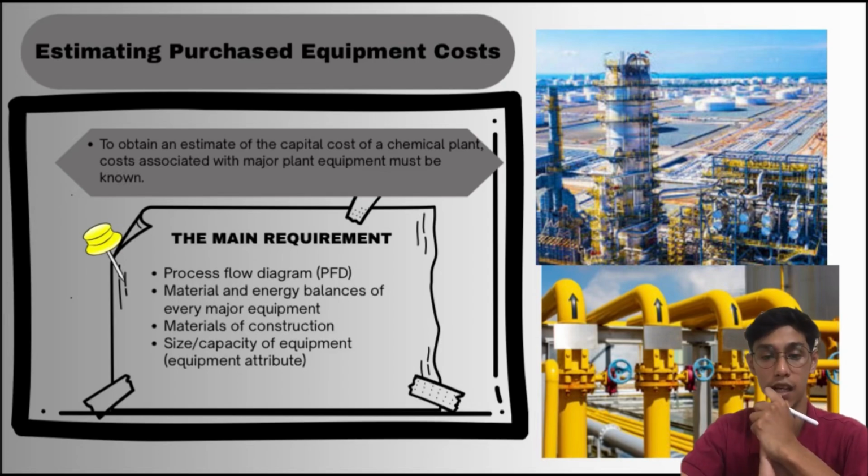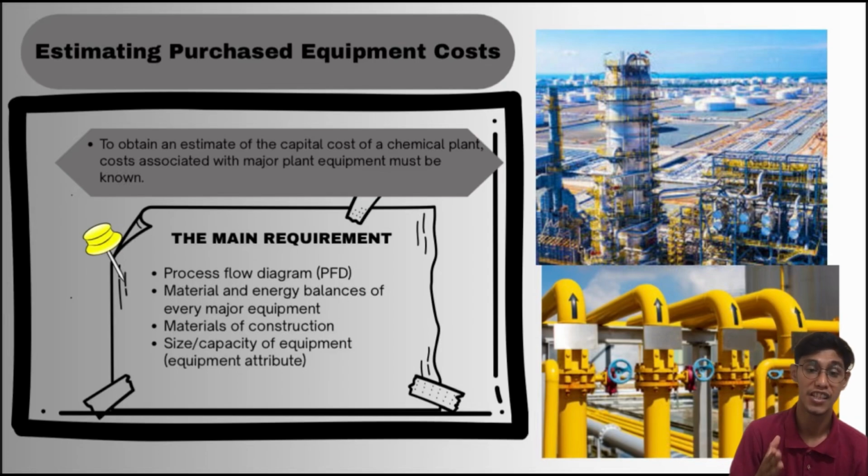Next is estimating purchase equipment cost. It needs to obtain the estimate of the capital cost of the chemical plant associated with the major plant equipment. Next we have the main requirements. The first requirement is a process diagram, which is PFD. Next is the material and energy, then the material of construction, and then the size or capacity of the equipment, such as the equipment attribute.